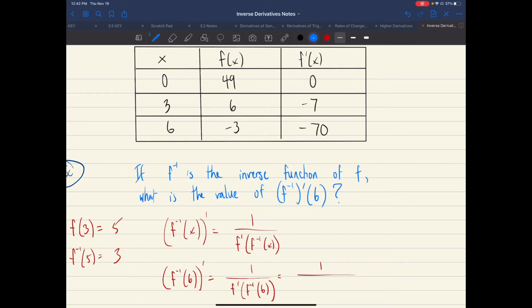So on our table, we can see that 6 is here. So that's the output of the function, so it would be the input of the inverse. So if we were to plug in a 6, we would get back a 3. So now we're just looking at f prime of 3. Okay, now we take f prime of 3 given on the chart, and it's negative 7. So this would be 1 over negative 7.